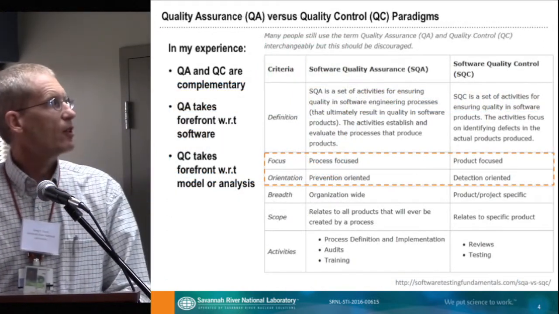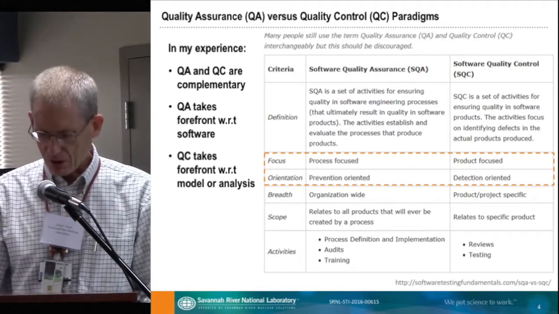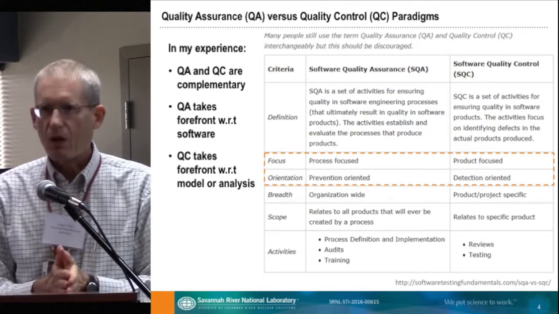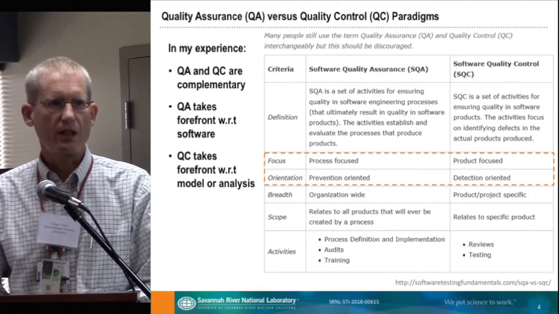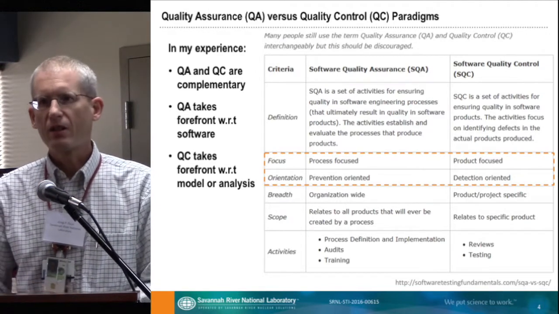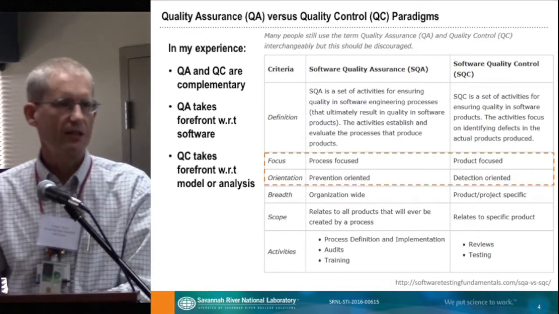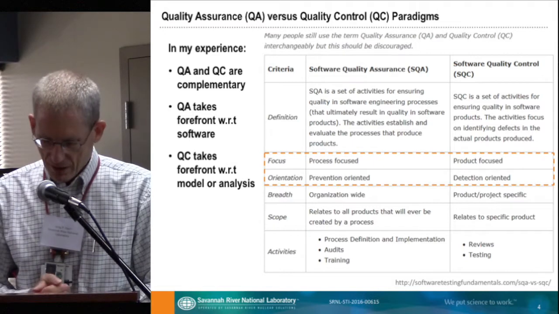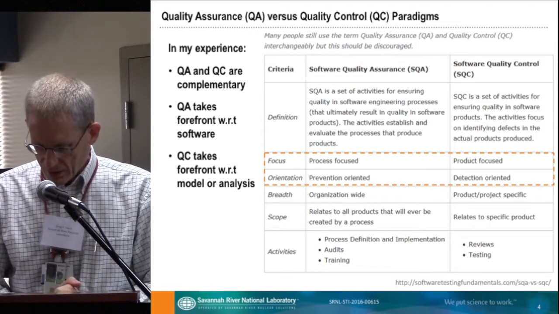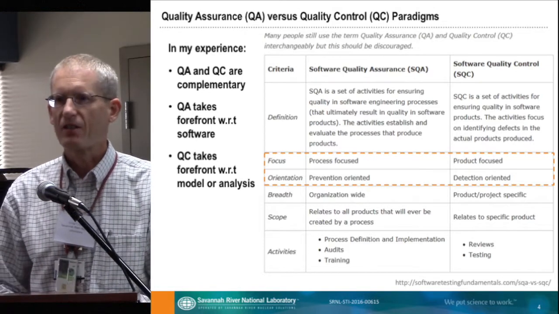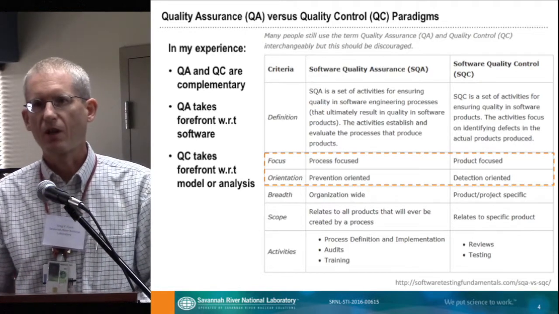Okay, so a little bit on quality assurance versus quality control. The main idea here is that quality assurance is process-oriented, and its goal is to prevent a defective product. Versus quality control, it's product-focused, and its aim is to detect the production of a faulty product.